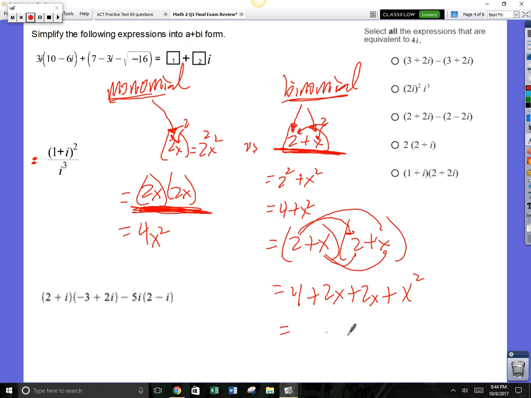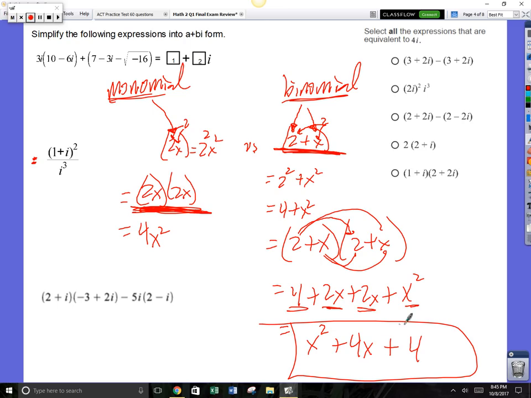Now if we add up these, we have an x squared, 2x and 2x, that will give me 4x, and 4. So this is what the answer should be, if you just took the exponent to both those terms, you got 2/3 of it. We got the 4 and we got the x squared, but we did not get the middle 2 x's. So don't ever distribute an exponent. Just expand it, work it out, and you'll never ever miss it.